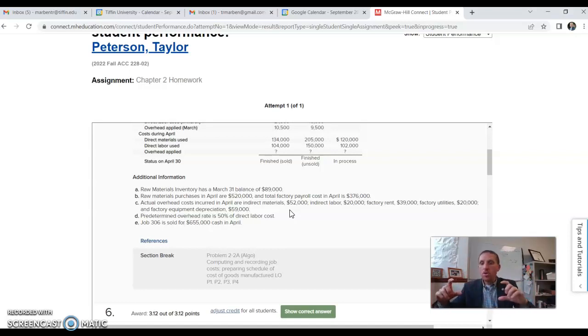Okay. Then what we have to do is, applied is kind of like what we said the cost was, but that's based on an estimate. And so what we need to do is compare that to the actual cost that we have right here. And then we need to look at what got applied versus the actual. And if we've over applied overhead, we need to undo that to get it back to the actual cost. So if we've put too much cost in, we need to remove some cost.